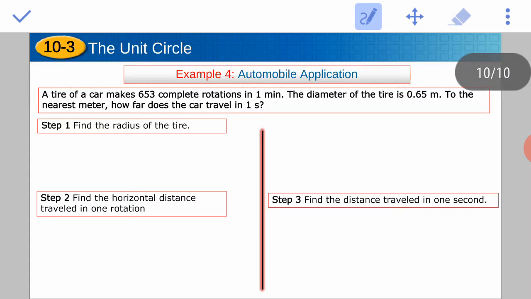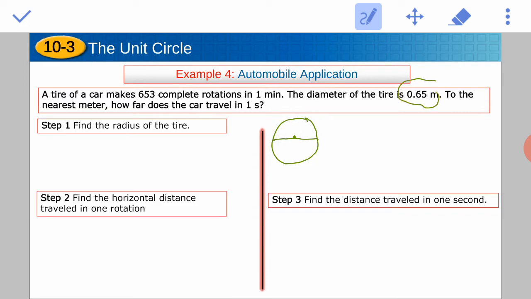How do we use that formula? Look at this application, guys. A tire of a car makes 653 complete rotations in 1 minute. The diameter of the tire, guys, we can visualize our problem, so we can draw a rough graph. This is our tire and this is the diameter of the tire. The diameter of that tire is 0.65 meter.